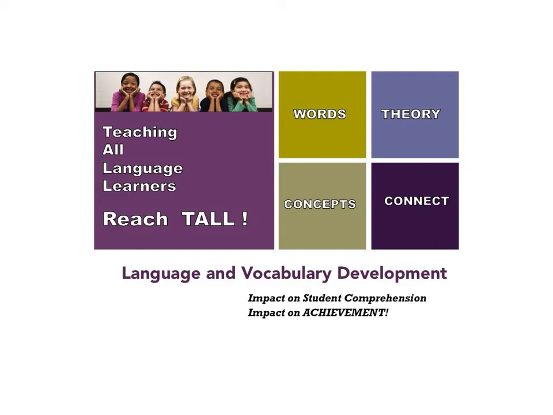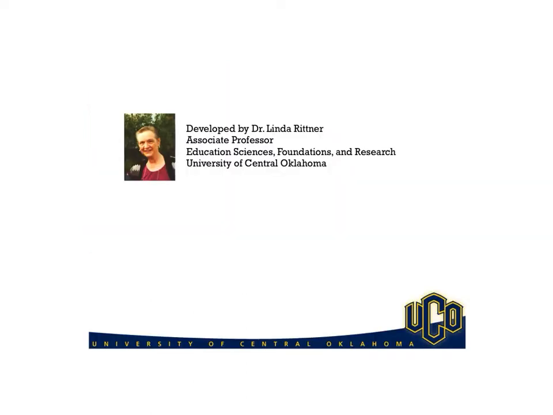This topic will look at differences in how language and vocabulary develop in relation to home environment, socioeconomic status, parental and caregiver occupations, level of educational attainment, and child and adult discourse patterns, which may be very different in different cultures. I am Dr. Linda Rittner from the University of Central Oklahoma. I'm an associate professor in the Department of Education Sciences, Foundations, and Research.